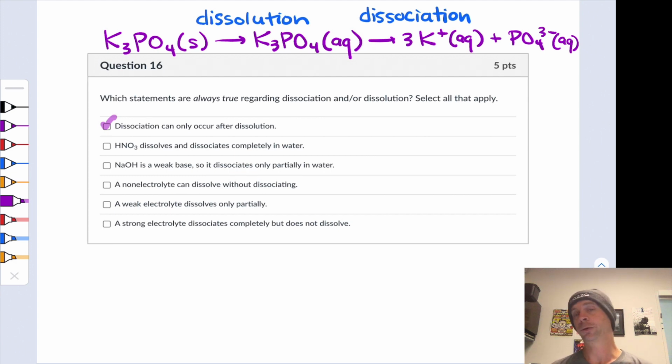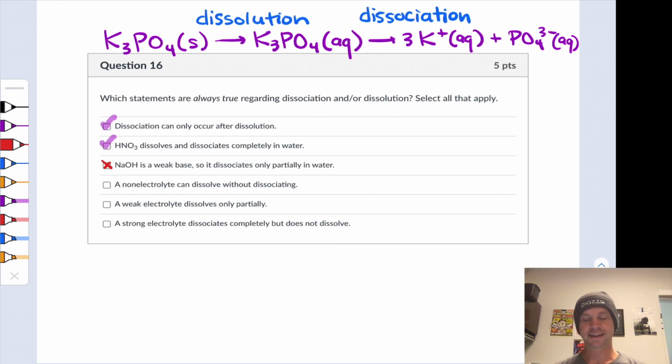HNO3 dissolves and dissociates completely in water. HNO3 is a strong acid. It's in our list of strong acids. Put it on your crib sheet if need be. And as a strong acid, effectively the definition of a strong acid is complete dissociation of the acid into hydronium and, in this case, nitrate. That's absolutely true. NaOH is a weak base, so it dissociates only partially in water. That would be true if NaOH was a weak base, but it is not. It is a strong base, and so that's false.